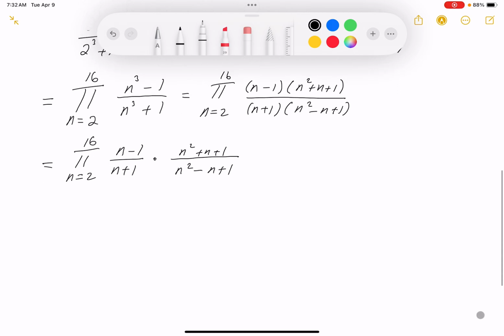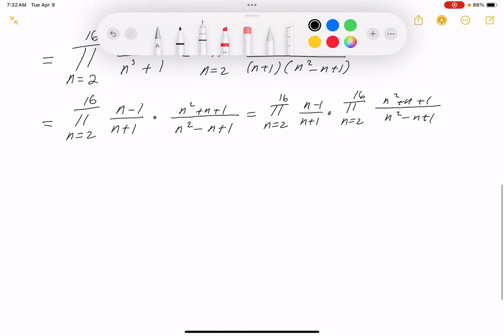All right? And then I could say, multiplication is commutative, by the way, so I could say a product times a product now. So it's going to be the product n equals 2 to 16 of n minus 1 over n plus 1, times the product, n equals 2 to 16, of n squared plus n plus 1 over n squared minus n plus 1. All right? Let me do this one first, by the way.